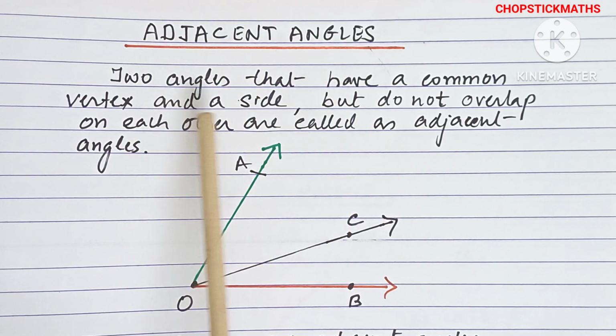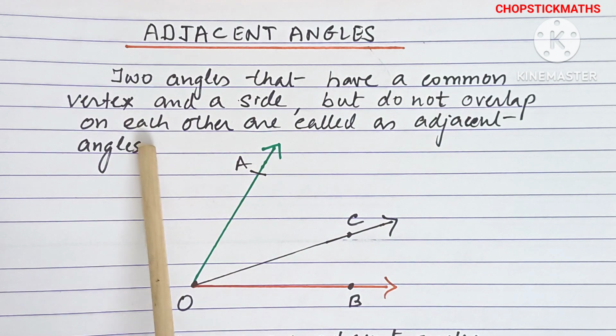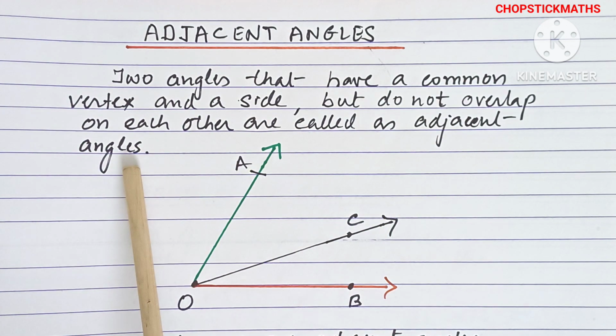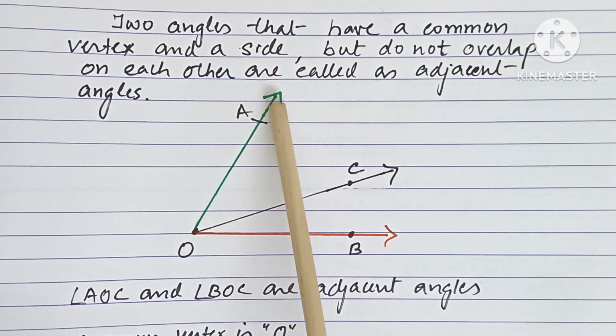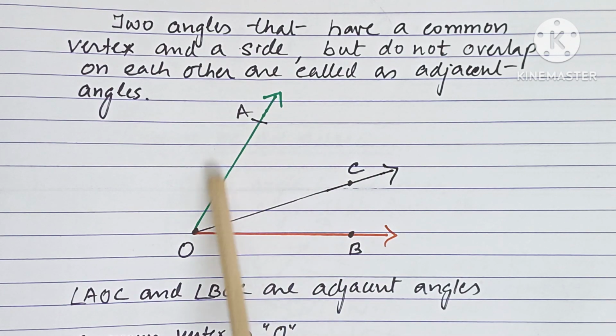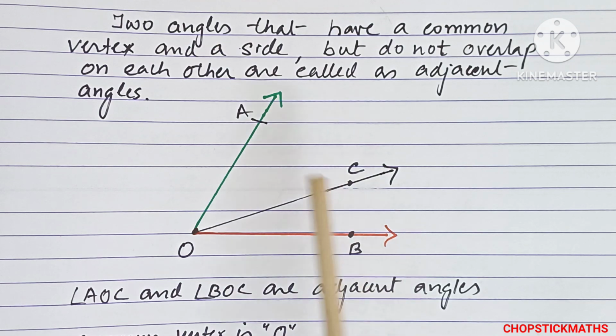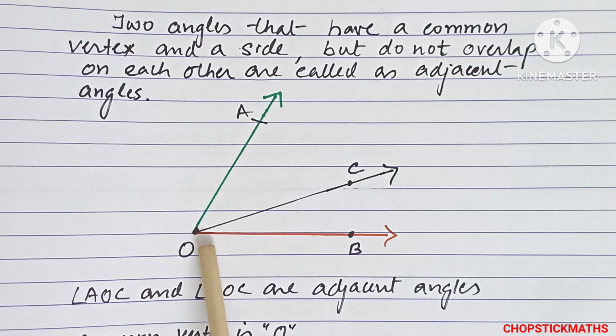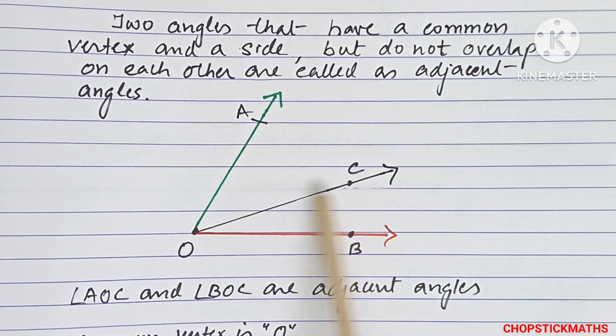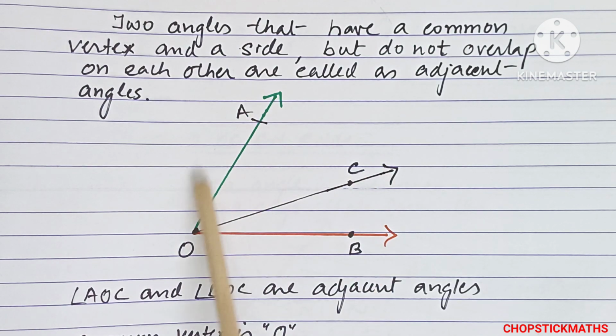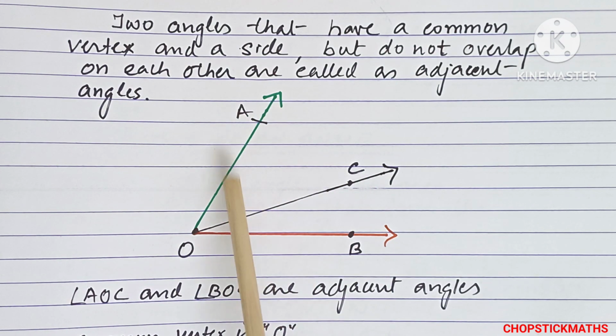Adjacent angles. Two angles that have a common vertex and a side but do not overlap on each other are called as adjacent angles. Now, if you see in this particular diagram, angle AOC and angle BOC are adjacent angles because they have a common vertex O, they have a common arm OC, and if you see, they are not overlapping on each other. So, such angles, angle AOC and angle BOC, are called as adjacent angles.